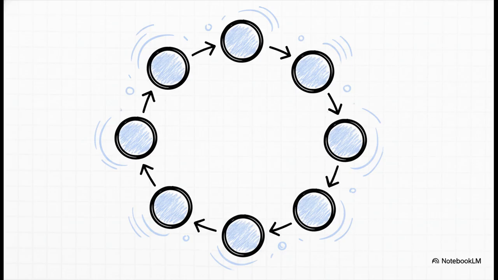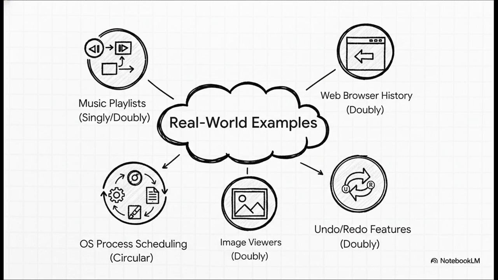This creates a continuous, endless loop. There's no real beginning or end, just a constant cycle. So where does all this abstract stuff actually matter? Just about everywhere. The next and previous buttons in your music app? That's a doubly linked list. The back button in your web browser?